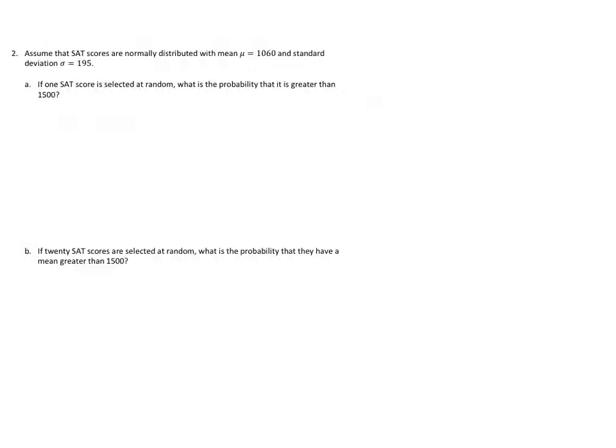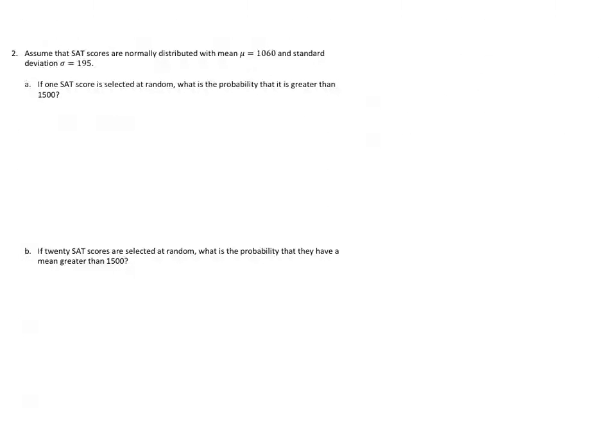Question 2 is also referring to a normal distribution, but this is now about SAT scores. So we're assuming that SAT scores are, of course, normally distributed with a mean of 1,060 and a standard deviation of 195. Part A is asking if one SAT score is selected at random, what is the probability that it is greater than a 1,500?